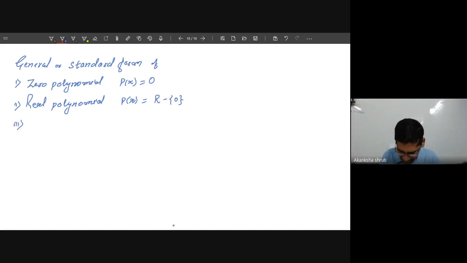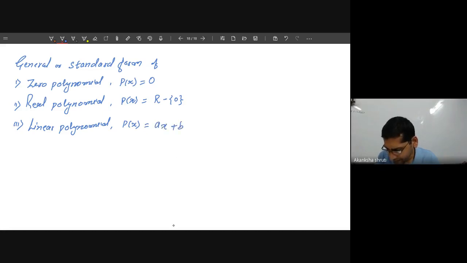The third one was our linear polynomial. The term linear means the power or degree of the polynomial is 1. In standard form, it is ax plus b, where a and b must belong to the real numbers. It cannot be imaginary or non-real. So a real polynomial is only a number, but for linear, the number has to be multiplied with x only, no other power of x.